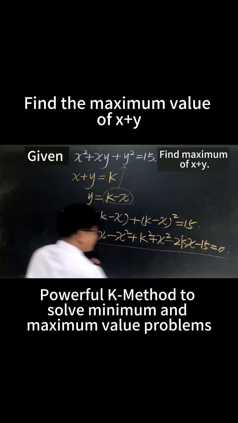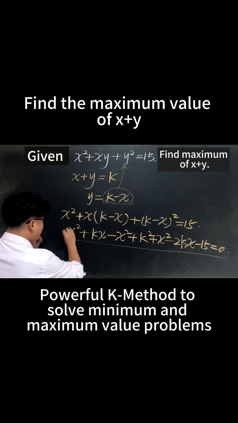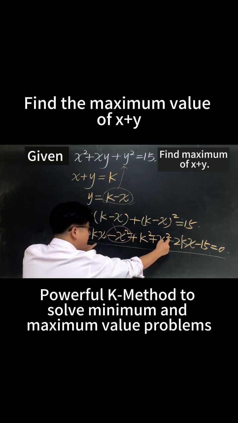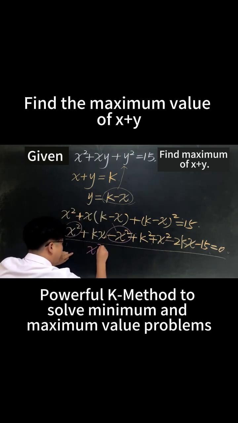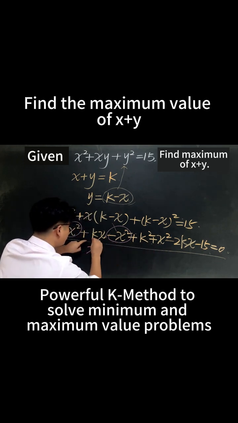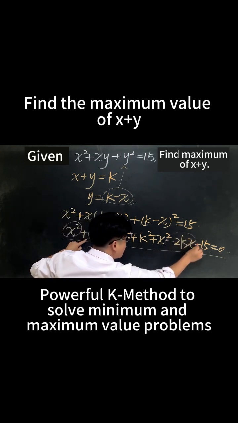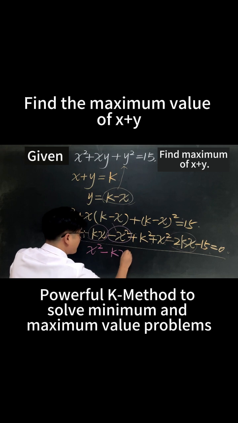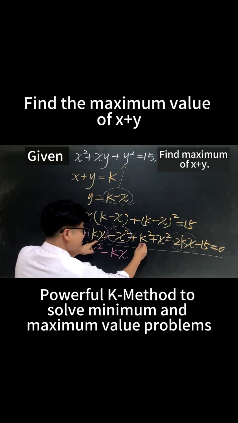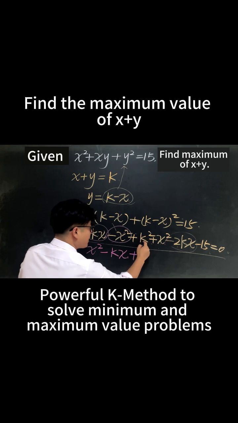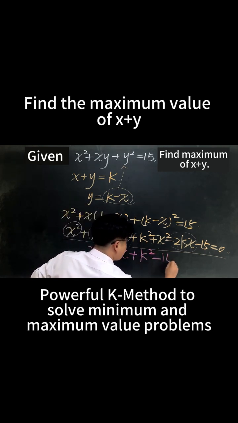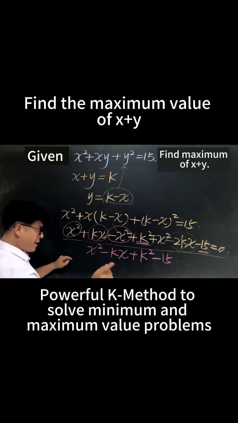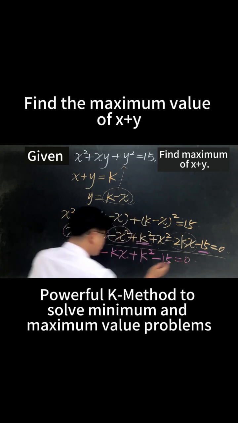Let's combine like terms. This x squared and this negative x squared cancel each other out, right, everyone? Then isn't there only one x squared left? Look at the linear terms, this kx and this negative 2kx. What do they become? They become negative kx, right? What about the constant terms? Isn't it k squared minus 15? This is the constant term. Make sure not to miss it. Then it equals 0, right? So the original expression becomes like this, doesn't it?